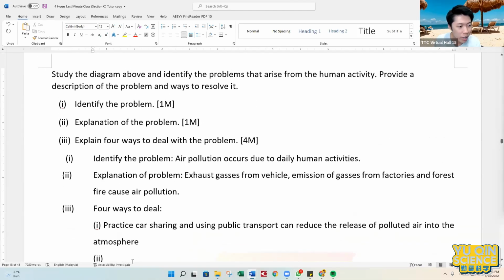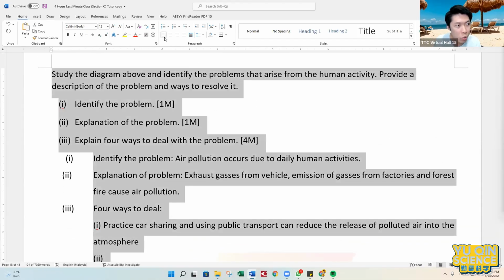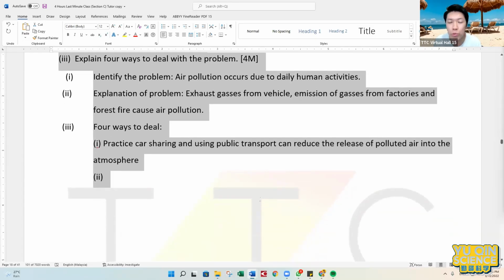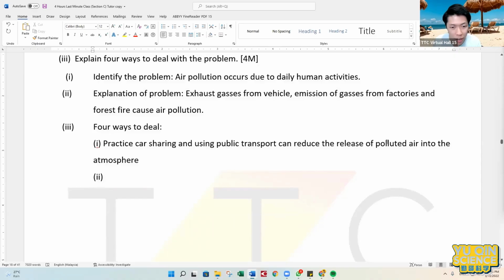Okay, the question says explain 4 ways. That means we are not going to just state. We have to go further. You cannot say carpool, bicycle, walk. No, you have to explain your ways, not state your ways. Okay, so hence I have a little bit of explanation here.